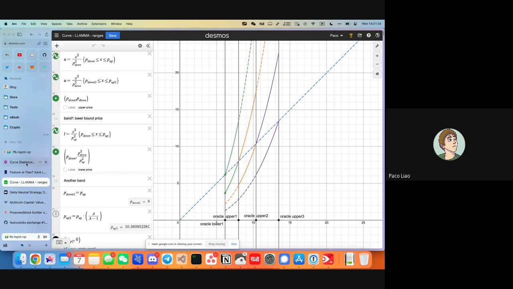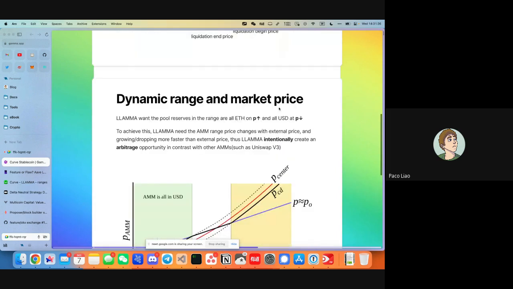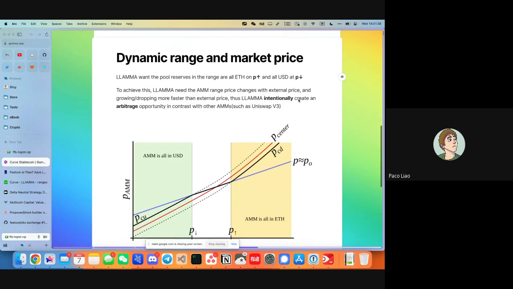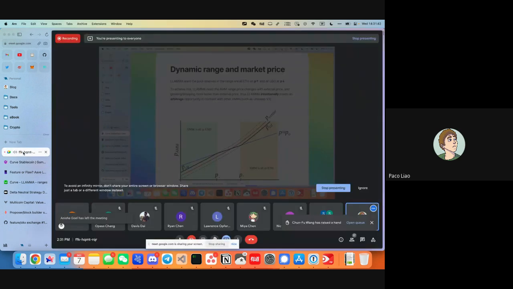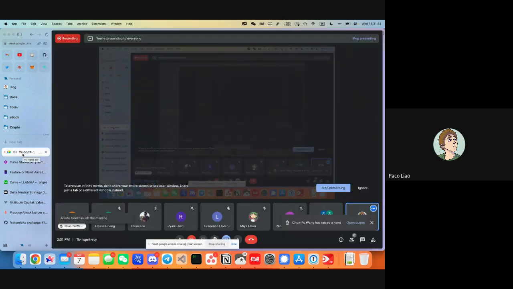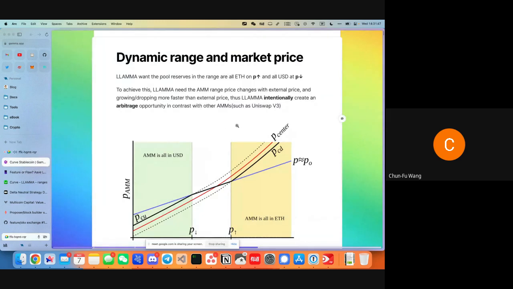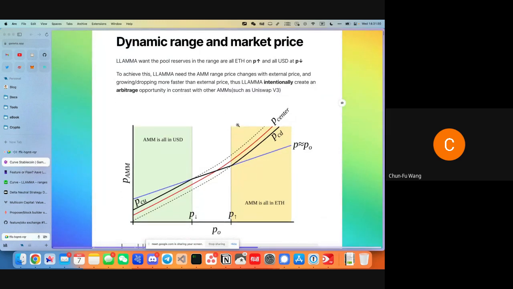Are there any questions for this design? Can you go back? Yeah, this chart. I am trying to understand what the black line means here. Because I understand that the blue line means where the price of AMM equals the external price. But I had a hard time understanding what the black line means.